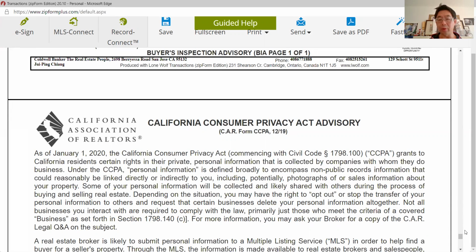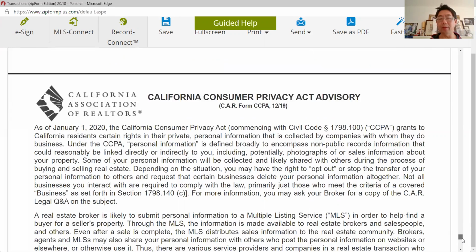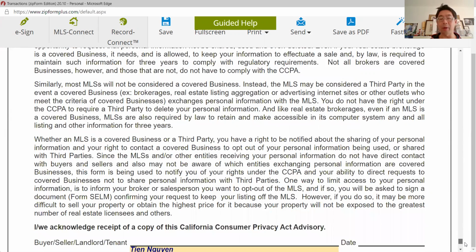So this next one is a Consumer Privacy Act advisory. Like I said, when you buy the house, your information will be out there, and you'll be contacted by other vendors. They try to sell you things like insurance, security cameras, or other house-related products. You'll probably be contacted by these salespeople. That's what this form is about.